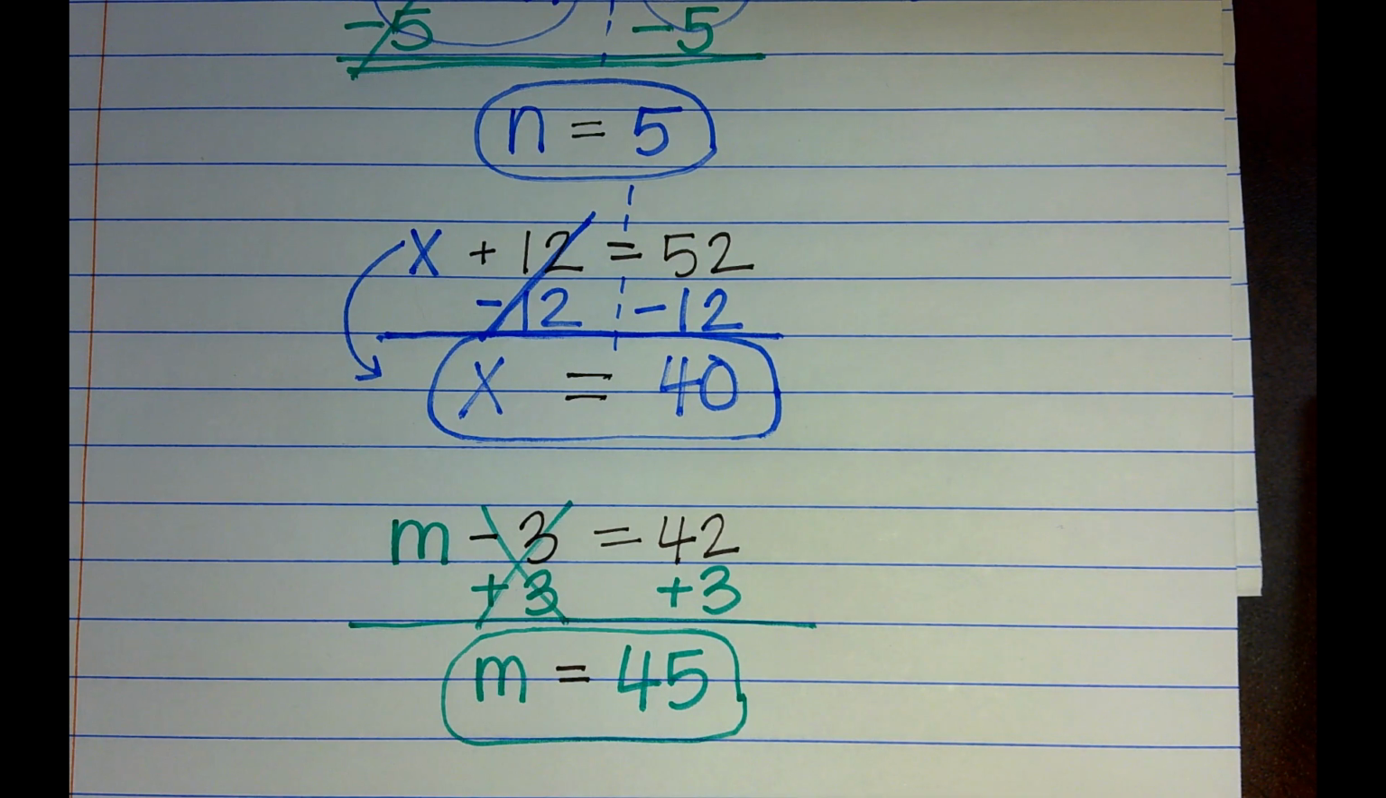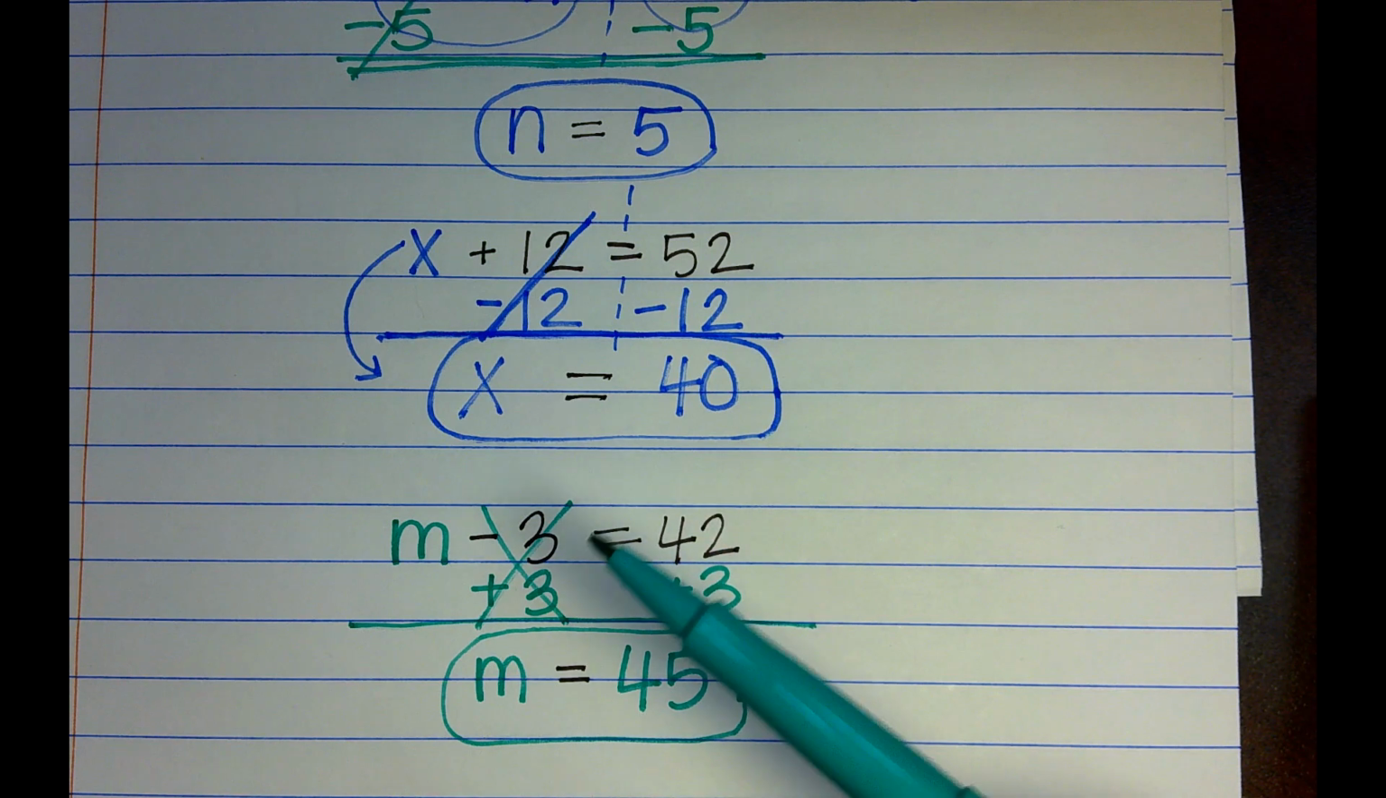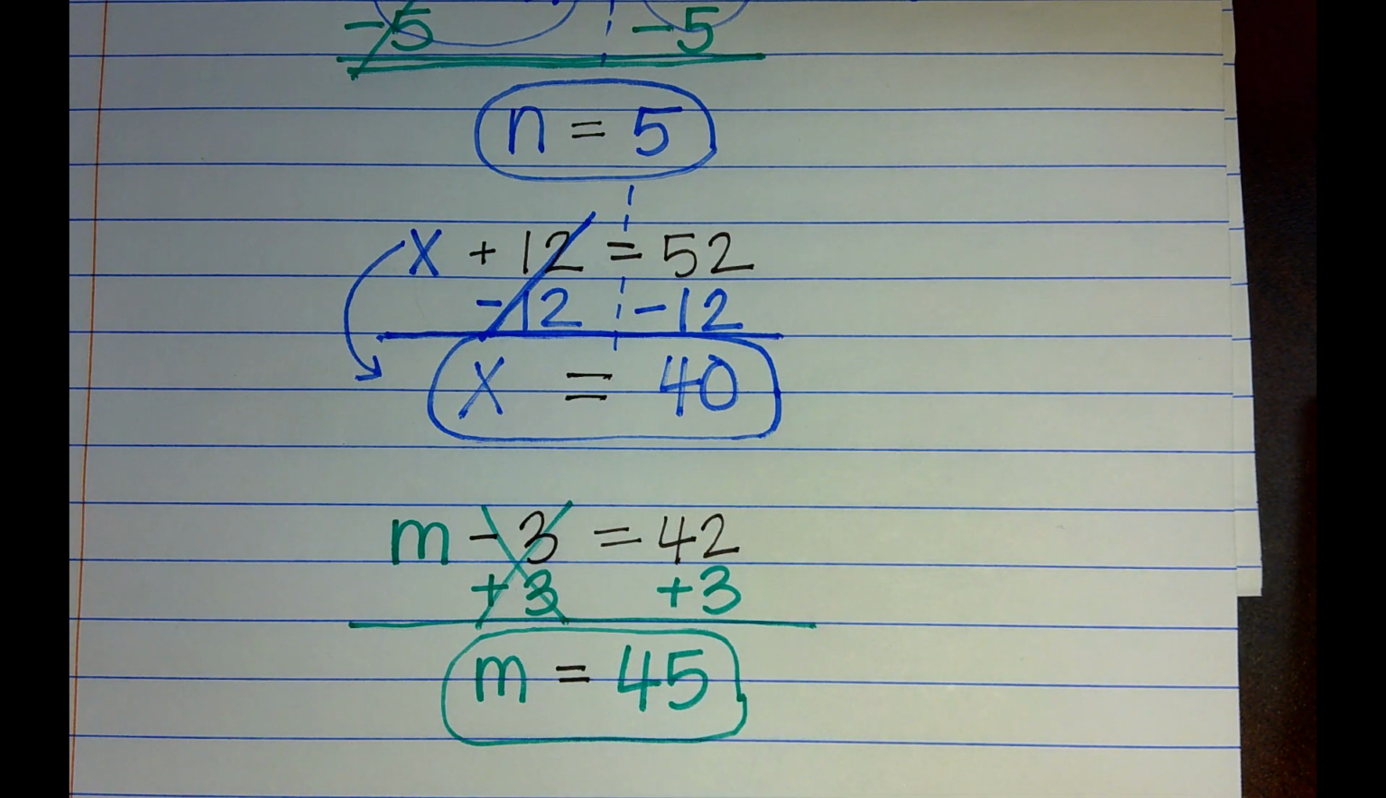So here's a pattern that we notice. Anytime we're trying to get rid of a number, we're doing the opposite. If it starts with plus something, we're going to minus something. If it starts with minus something, we're going to plus something. We're always doing the opposite if we want to get rid of it.